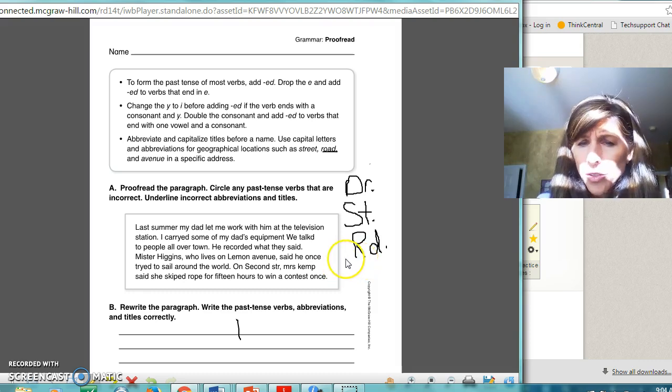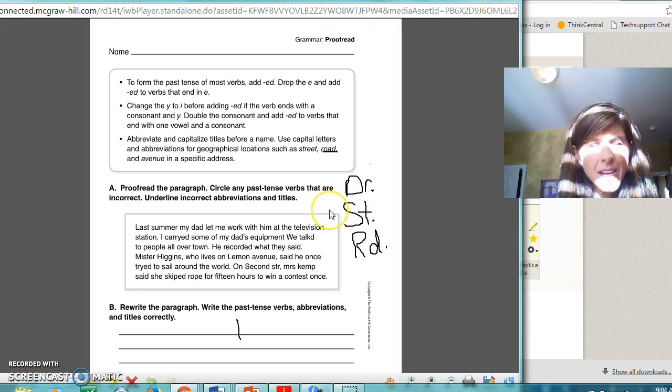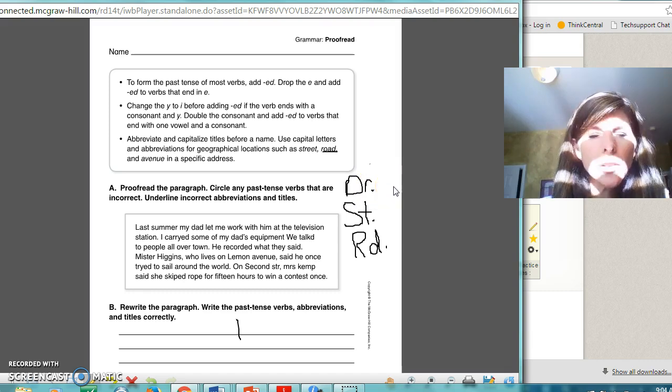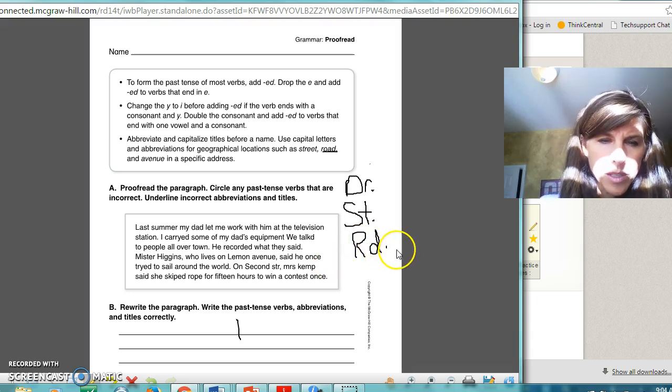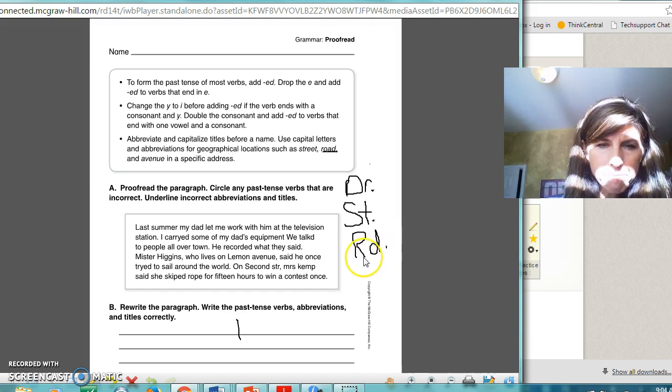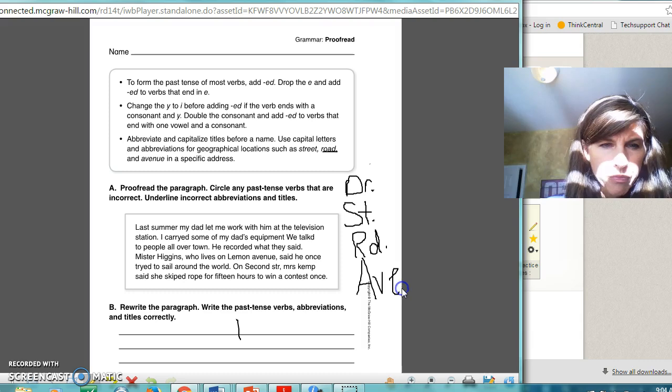And remember, they're capitalized if it's a name. So you don't capitalize road or street or doctor unless it's followed by a proper noun. So a name, so Dr. Julie, or Julie Street, or J Road, it has to be a name and it has to be capitalized. You never capitalize those if they are not names, only if they are names. And don't forget that period afterwards. Avenue, okay? Avenue is abbreviated like this, A-V-E, period. And that has a period after.